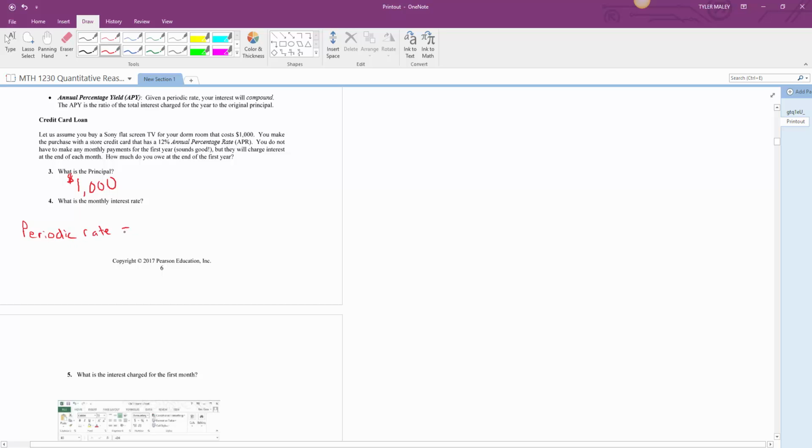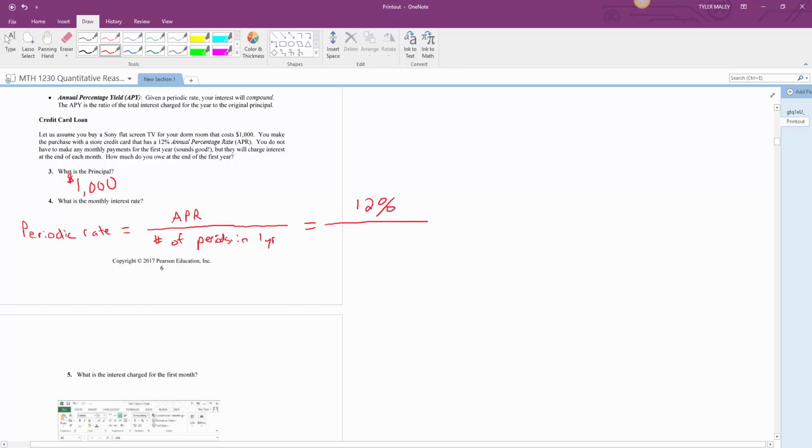So periodic rate, the equation for this is you take the APR, the annual percentage rate, and you divide by the number of periods in 1 year, right? So in our case, my APR is 12%. That was given in the problem. And we're trying to figure out the monthly interest rate.